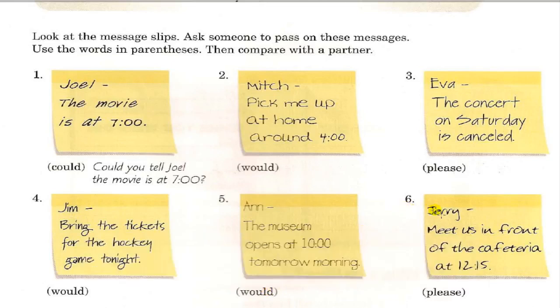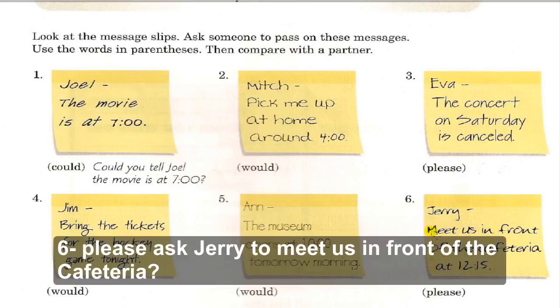6. Jerry, the name Jerry. Meet us, T soft D, meet us, American. Meet us in front of the cafeteria at 12:15. Please. Meet us, verb, request. Ask. Please ask Jerry to meet us in front of the cafeteria at 12:15.